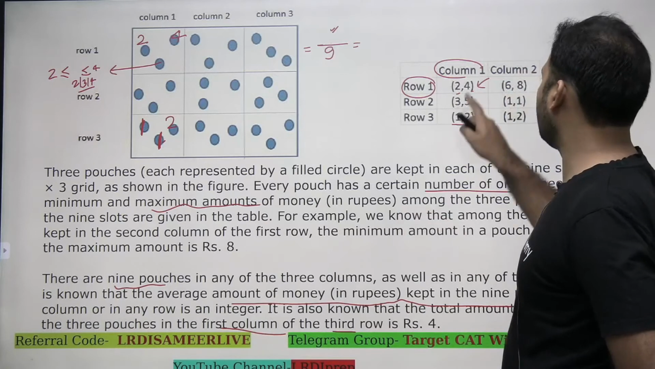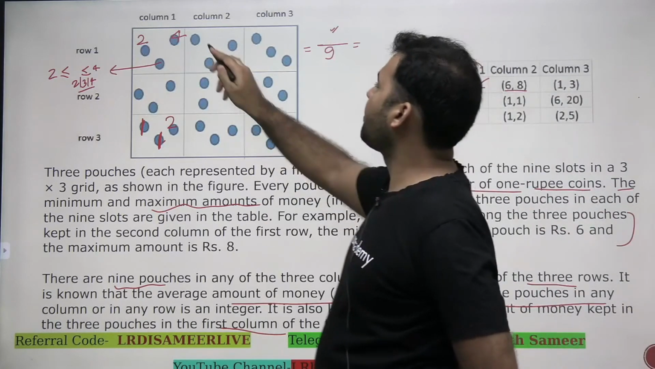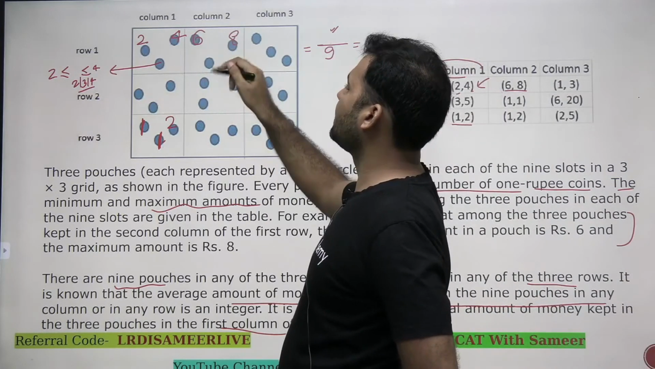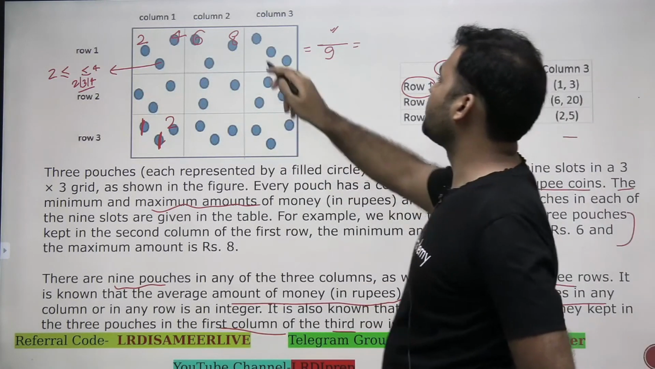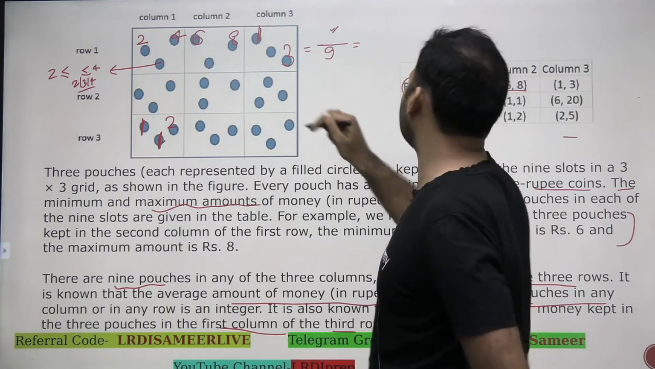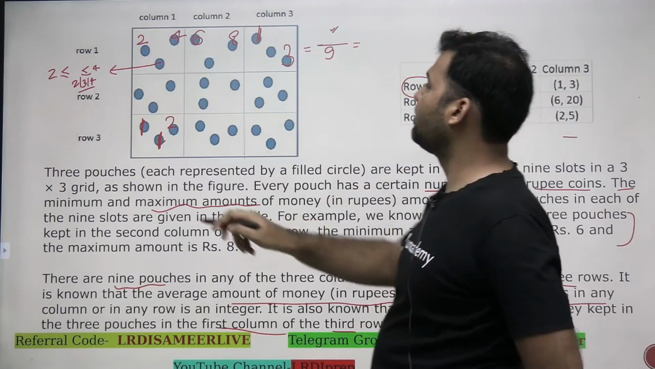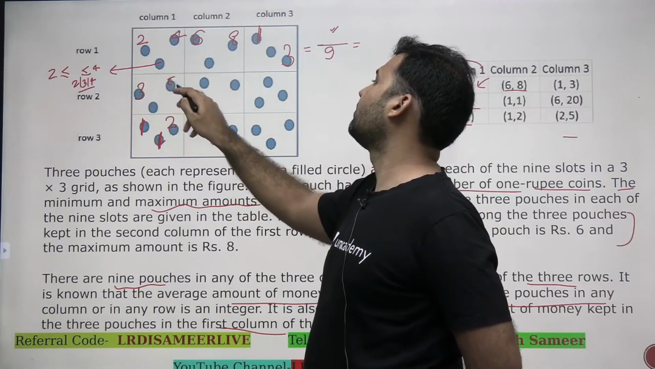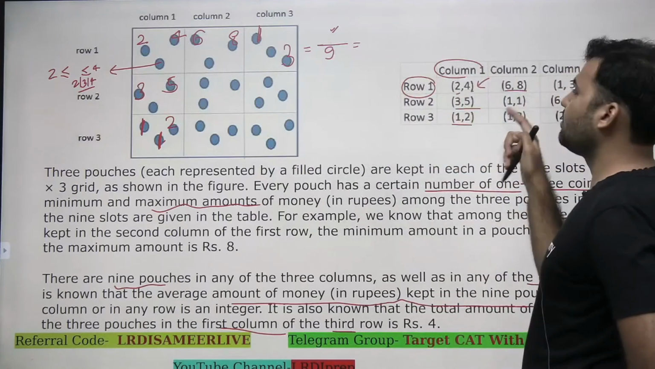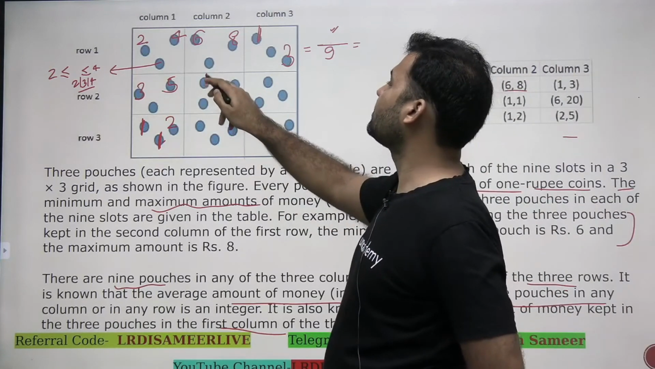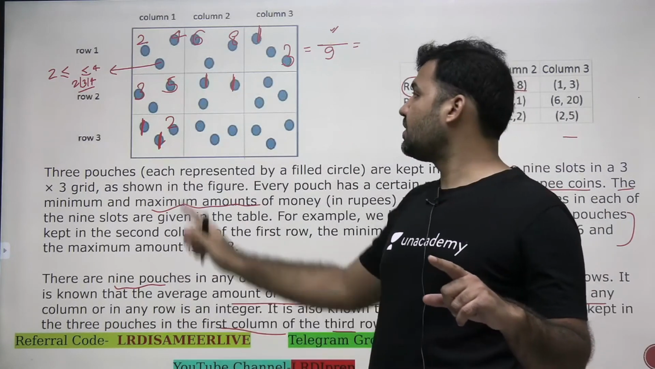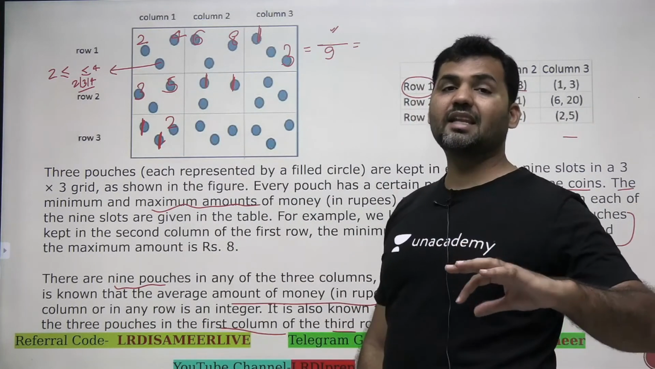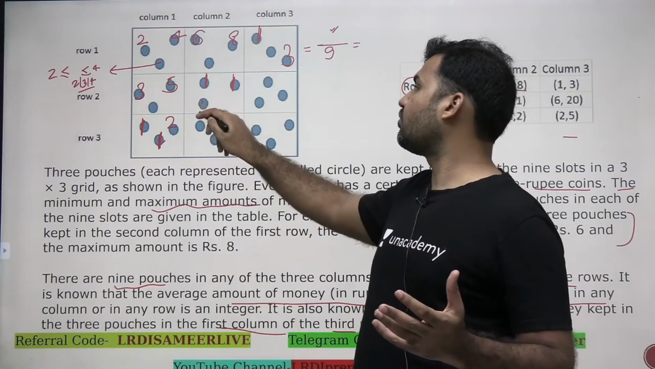Now let's fill in the values here. If you look at this, the minimum number of coins is 6, maximum is 8. This will be anywhere between 6 and 8. If you look at this value, minimum 1, maximum 3. If you look at this, minimum 3 and maximum 5. If you look at this, minimum 1, maximum 1. Now you see that the minimum is 1, maximum is also 1. That means this value cannot be anything other than 1. So this has to be 1 only.